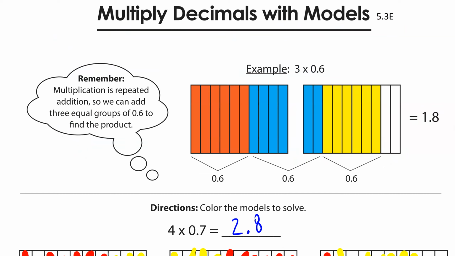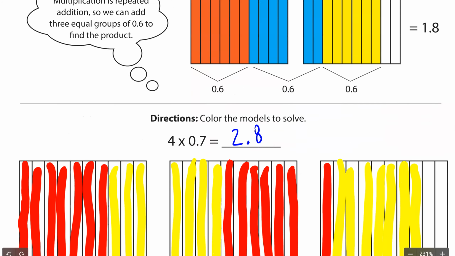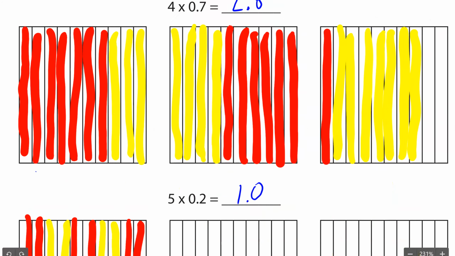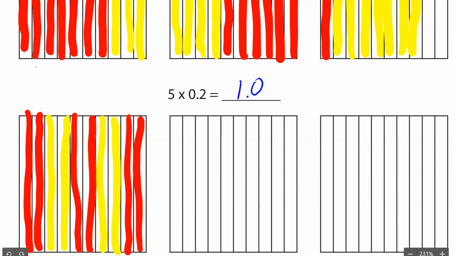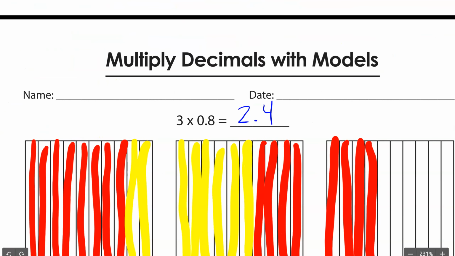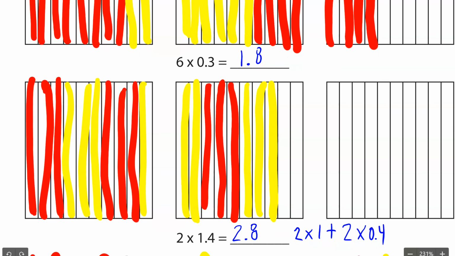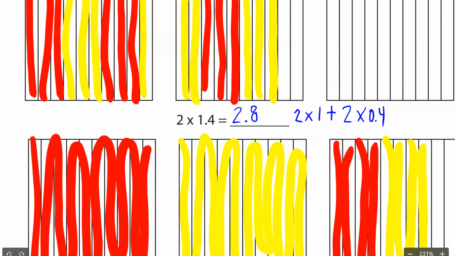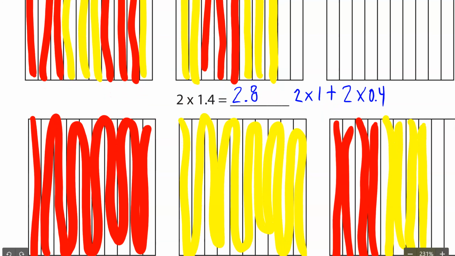Going back to our other page to see if the pattern continues. 3 times 6 is 18. 4 times 7 is 28. 5 times 2 is 10. 3 times 8 is 24. 6 times 3 is 18. 2 times 14 is indeed 28. So what I've noticed by now is that decimal multiplication is exactly the same as whole number multiplication, except I now have this little dotty thingy, this decimal.